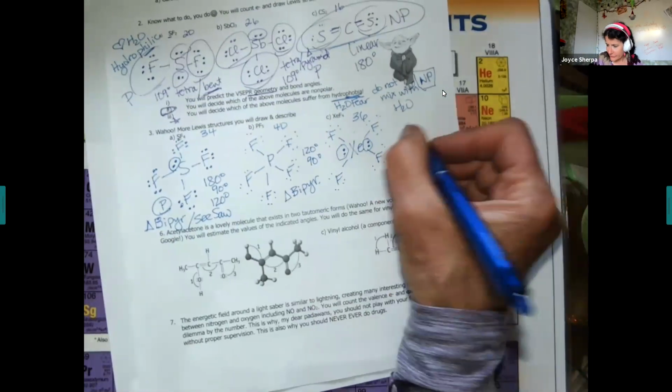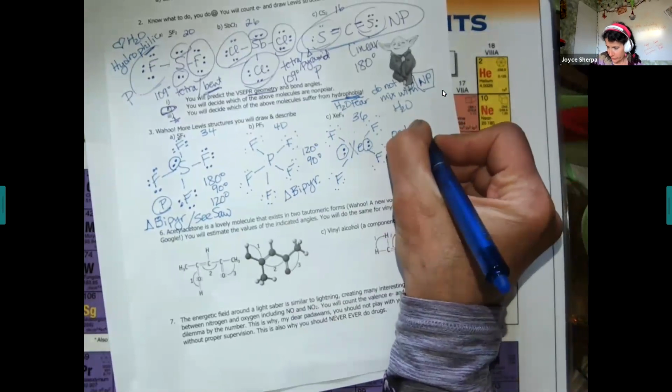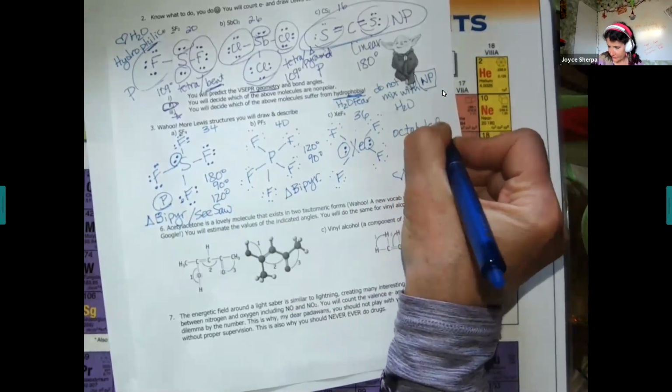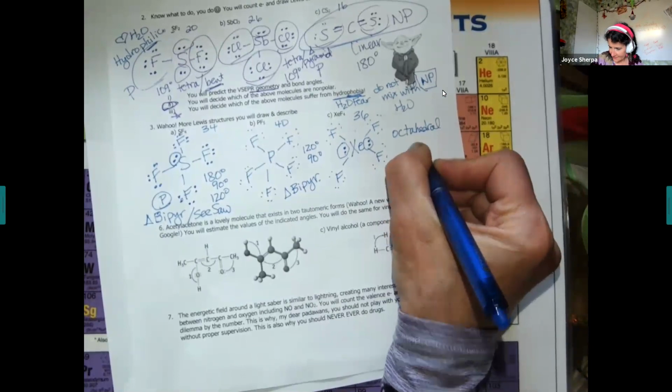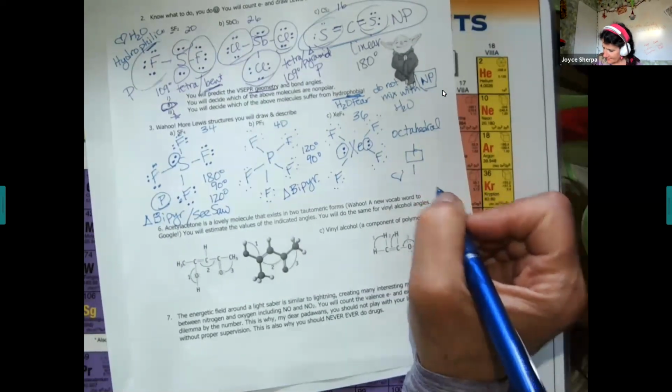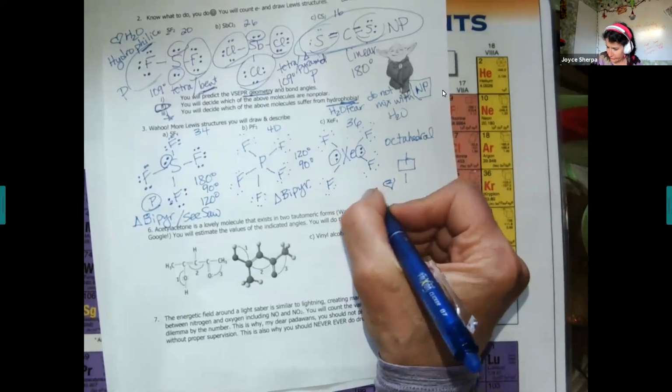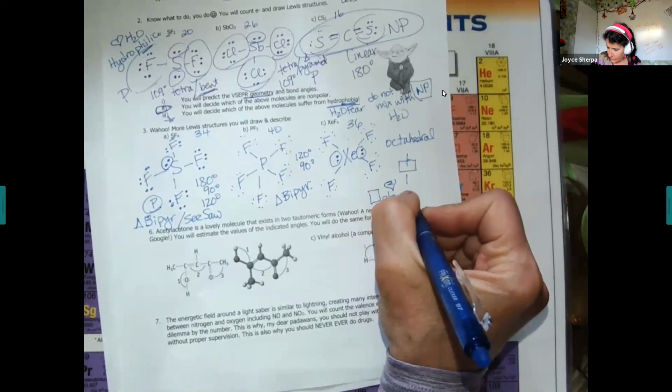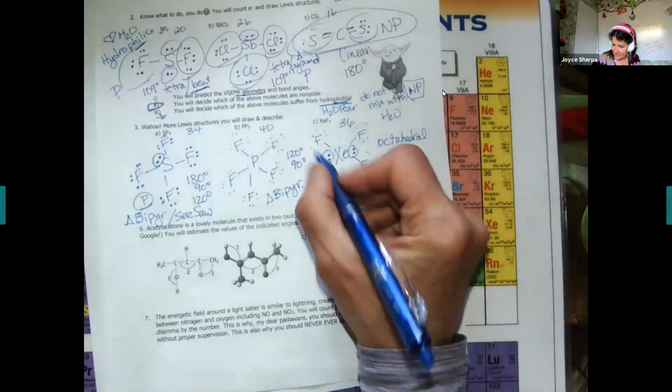All right, this has 6, so 6 is an octahedral. And again, an octahedral is a square and then something above and something below is what it looks like. And it then comes out as square planar. So the lone pairs are above and below that plane. So everything's in the same plane. Very different from a tetrahedral. Since it's a square, it is 90 degrees.